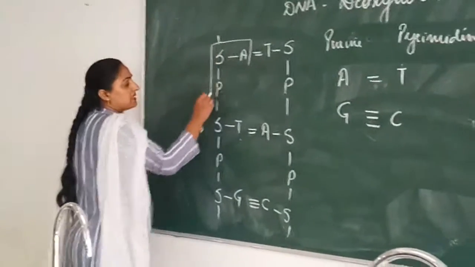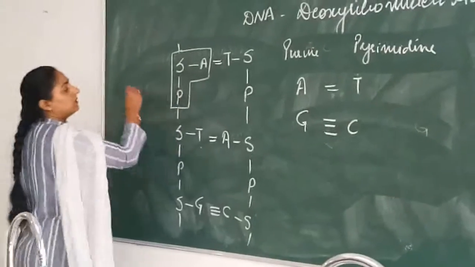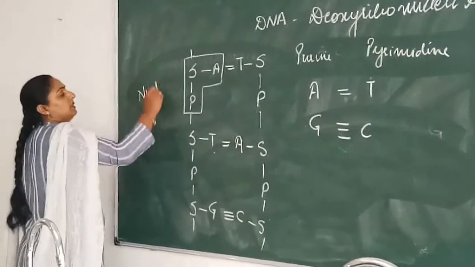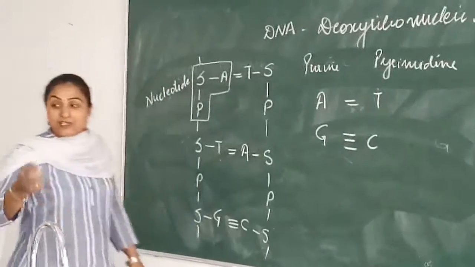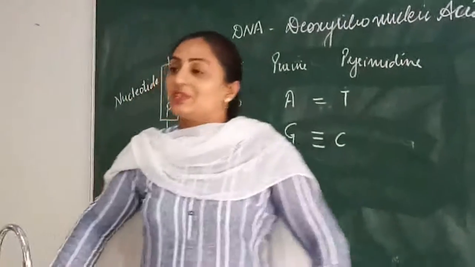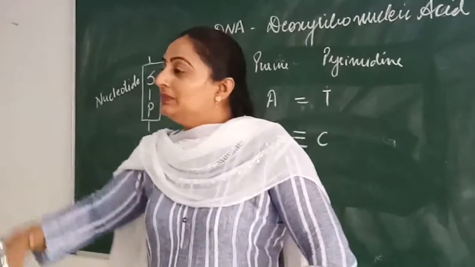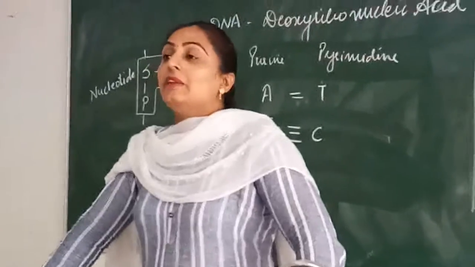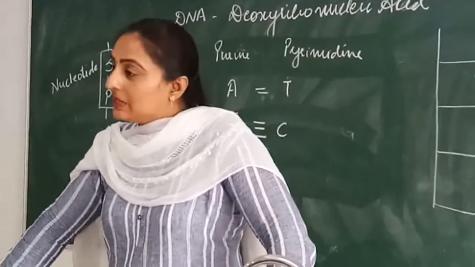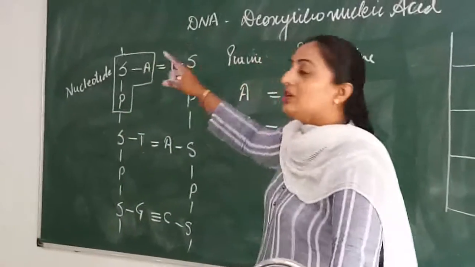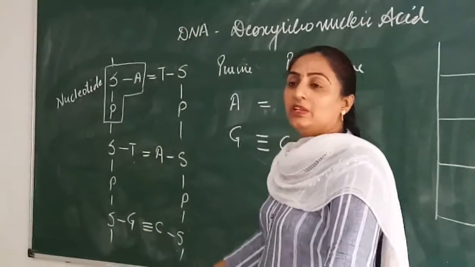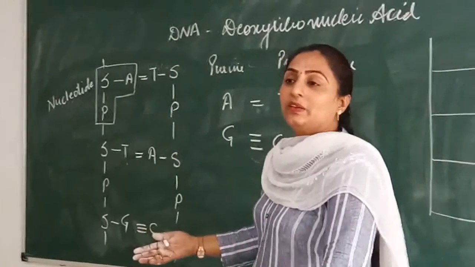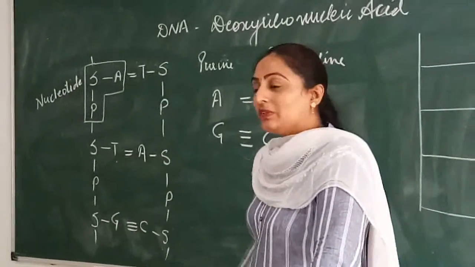One sugar, one nitrogenous base, and one phosphate molecule form the nucleotide. See, we say there are neurons present in the nervous system, that is a unit of the nervous system. Nephron is a unit of the kidney. We say like this. So the nucleotide is a unit of DNA. Many nucleotides are joined together with each other. Many units are joined together, and they form the structure of DNA.